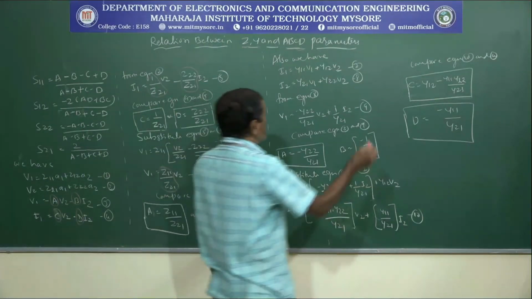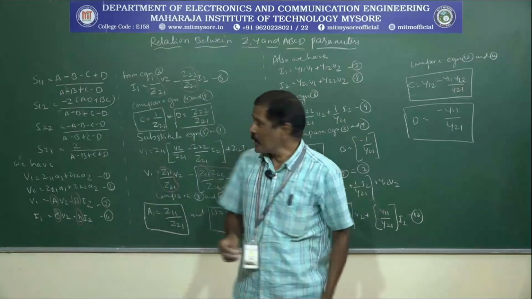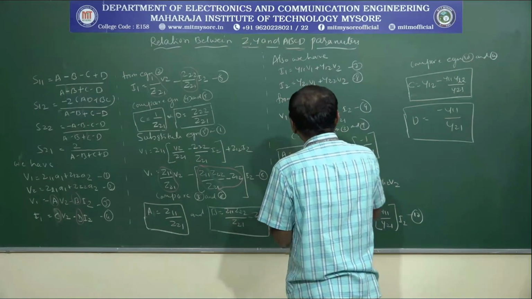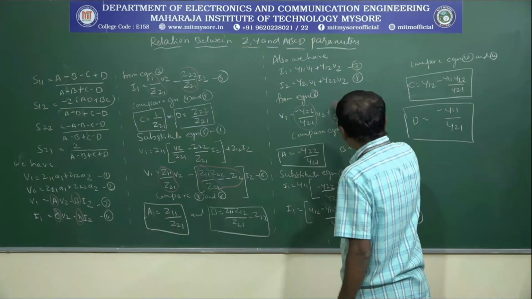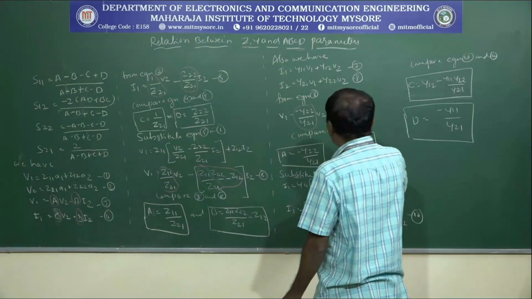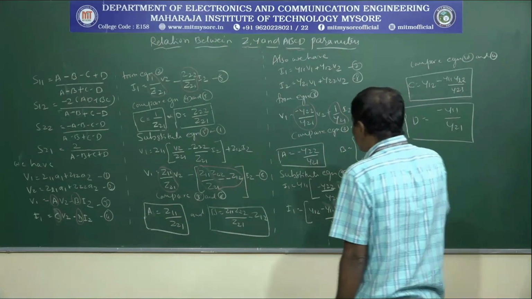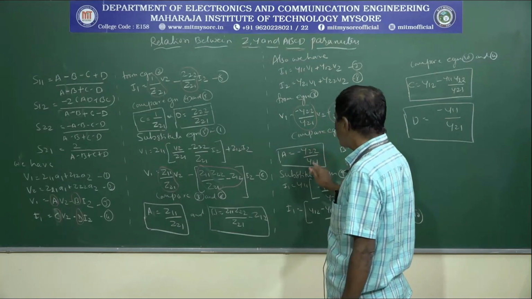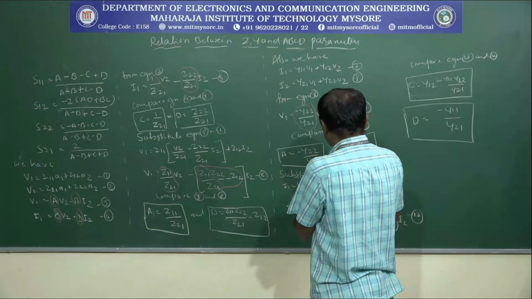Now compare equation number 9 with equation number 3. When you compare equation number 9 with equation number 3, here we have this term and here we have this term. And here also V2 is there and here also V2 is there, and here I2 is there and here I2 is there. Therefore now I can write A equal to minus Y22 divided by Y21 and B is equal to minus 1 by Y21.